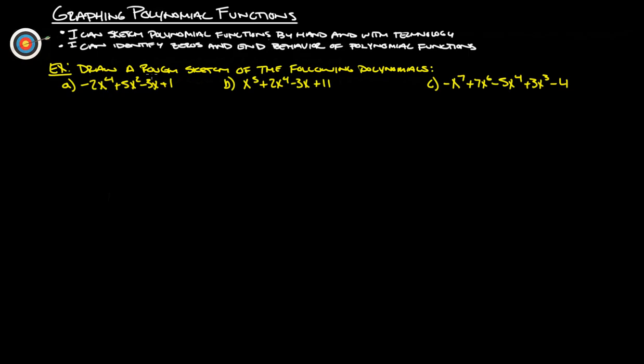Okay, so we are going to draw a rough sketch of the following polynomials. For A, we got negative 2x to the fourth plus 5x squared minus 3x plus 1. To draw a rough sketch, all we really need is the leading term. Here's what I look at on this leading term. We're going to look at the degree, which is 4, and we're also going to look if it's positive or negative. And that's all we need for a rough sketch.